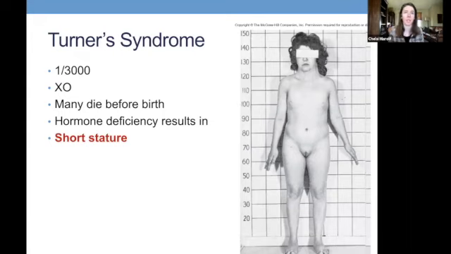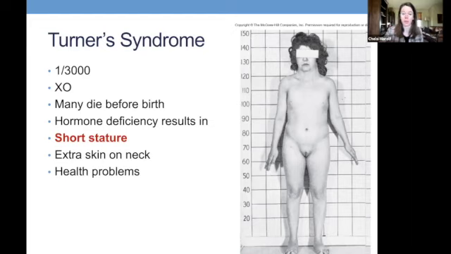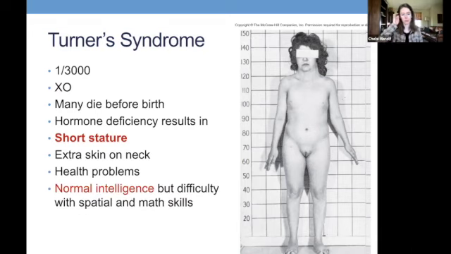A lot of our sex hormones, especially testosterone in males, both male and female people produce testosterone. Males obviously just produce a lot more of it. But if you're lacking sex hormones, you can have shorter stature because of that. The extra skin on the neck, these are just kind of common physical characteristics that would help you determine what condition this person has. And then, a variety of other health problems.